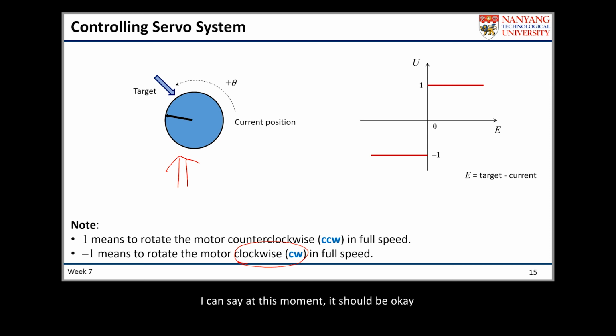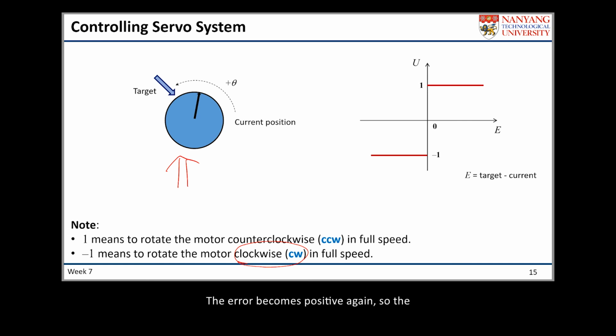Intuitively, I say at this moment it should be okay, because if I miss the target, then the error will become negative. If the error is negative, the motor will rotate in the opposite direction, clockwise. But again, look at the logic: when E is negative, the controller will ask the motor to rotate in a clockwise direction again at full speed. So this is what will happen when the current position exceeds the target. It will rotate clockwise at full speed, and then it will miss the target again.